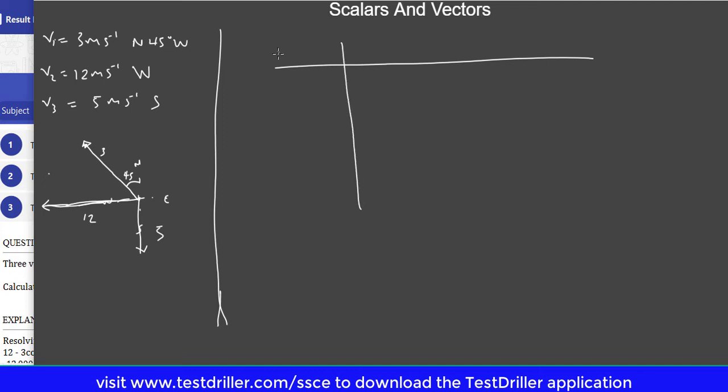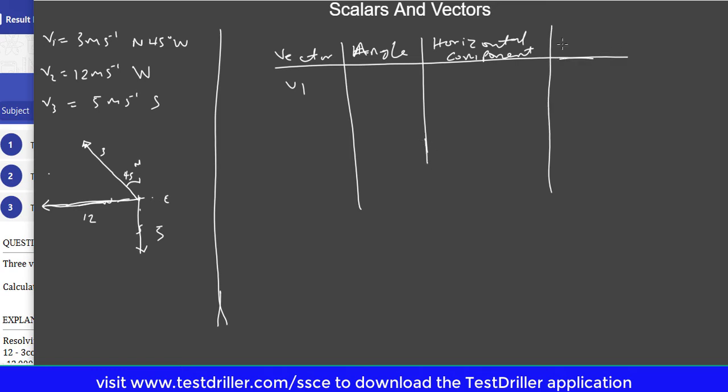So we're going to specify the vector here. So this is v1. Then this is the angle to the horizontal. Then we're going to compute the horizontal component. Then we're going to get the vertical component.